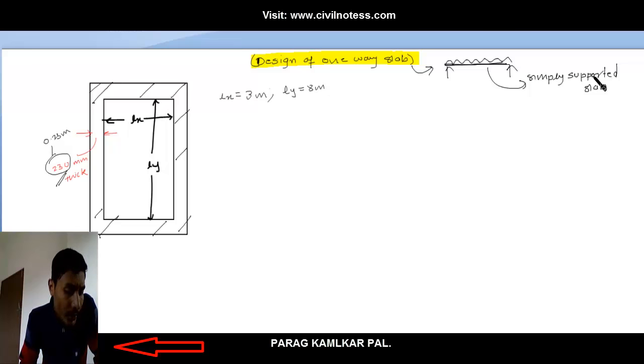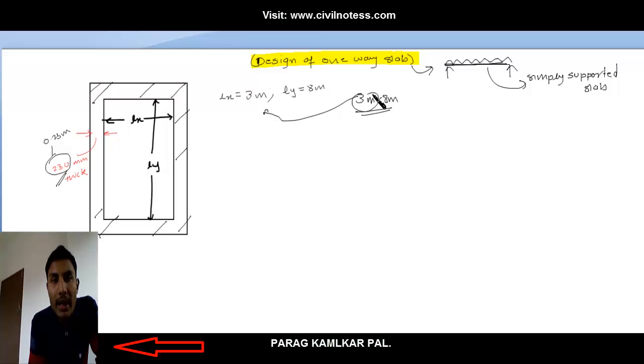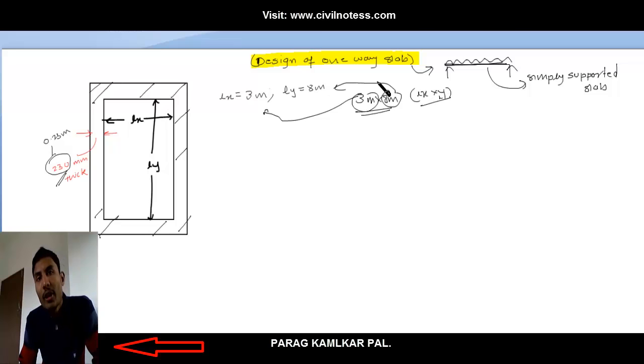Design a simply supported slab panel for a hall of clear dimension 3 meter by 8 meter. Now, 3 meter by 8 meter is the dimension given to us. What does the 3 meter mean? It is the LX, and the 8 meter is nothing but called LY. So you have to take LX and LY in the respective manner; it is X multiplied by Y format. So remember, it is LX multiplied by LY. In that way you can remember what exactly LX and LY are.